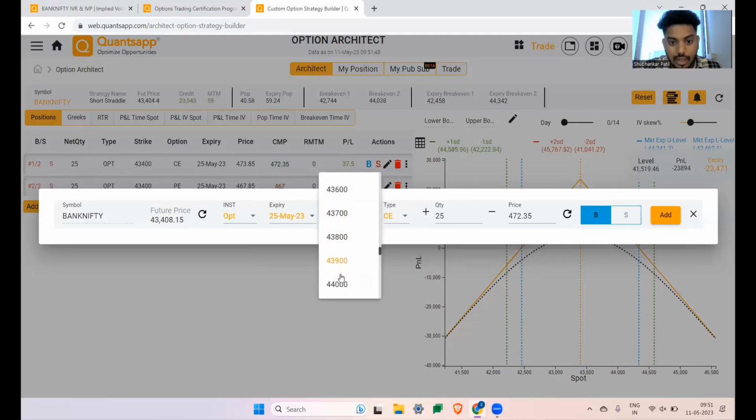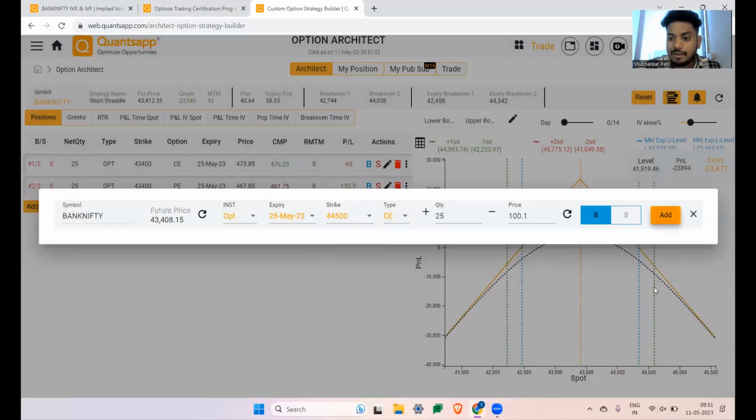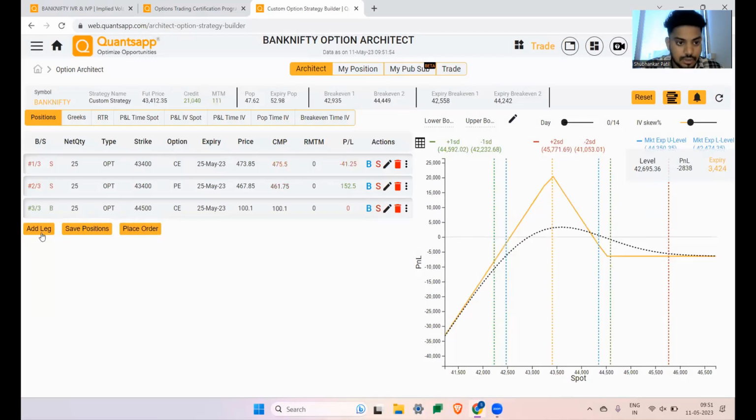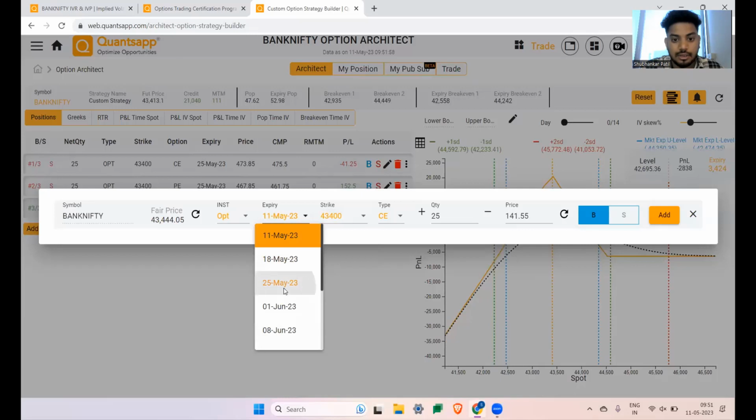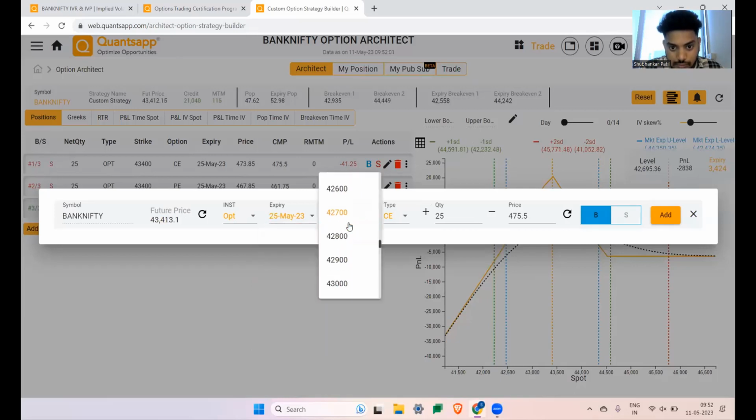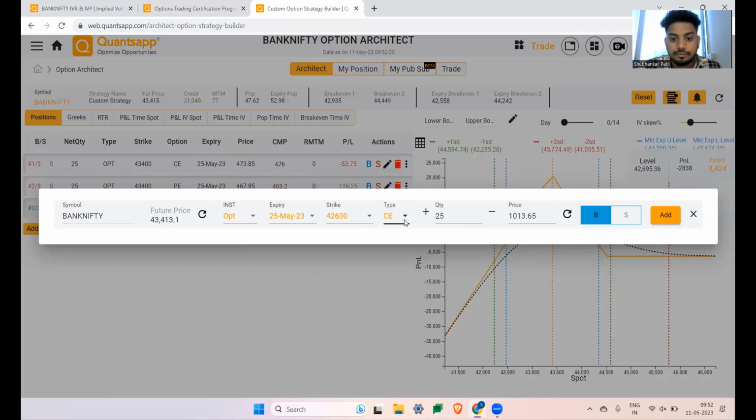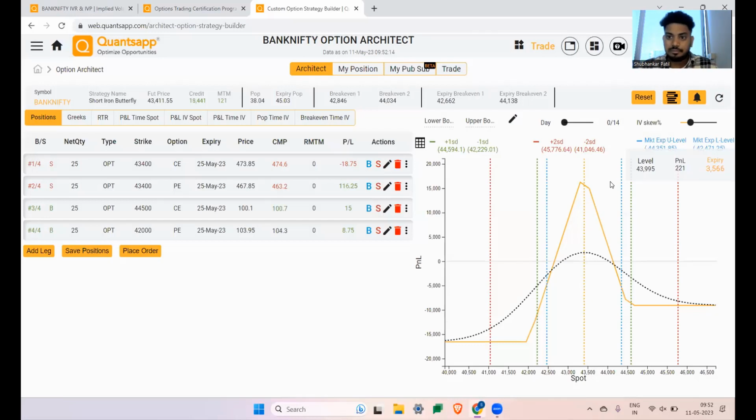So let's say I'm going ahead and buying 44,000, but it is a bit closer. Let's say 44,500. So you can buy the wings and hedge the strategy. Okay, so let's say 44,500. And on this side as well, I need to change it. So I'm doing it approximately. You can maybe keep the hedges equal. I am doing it quickly.